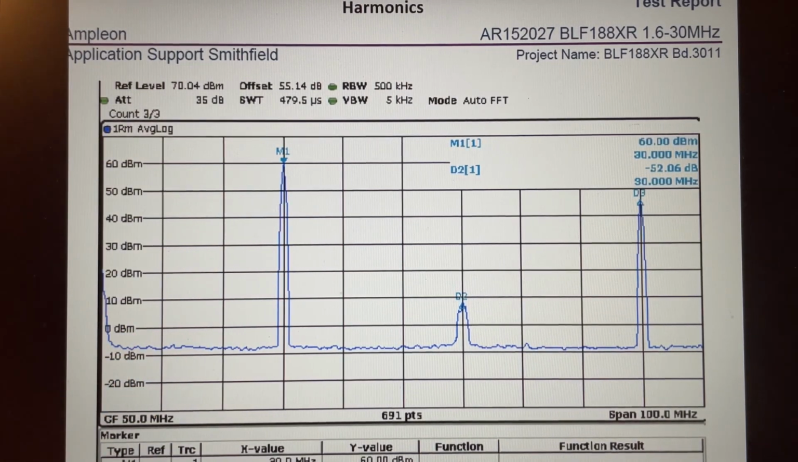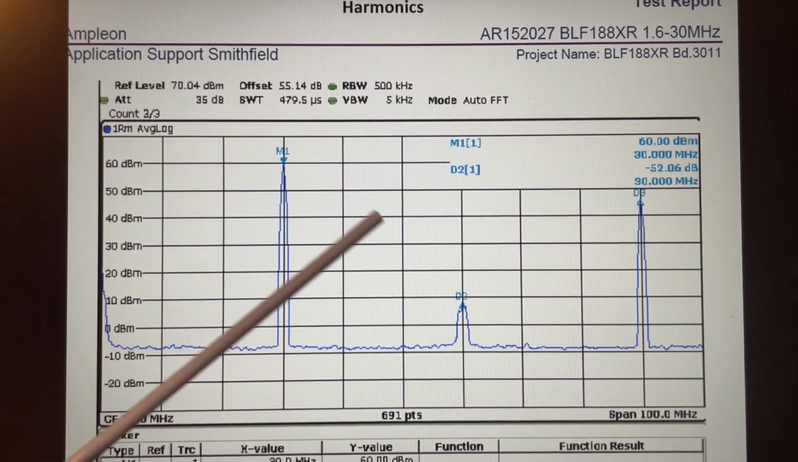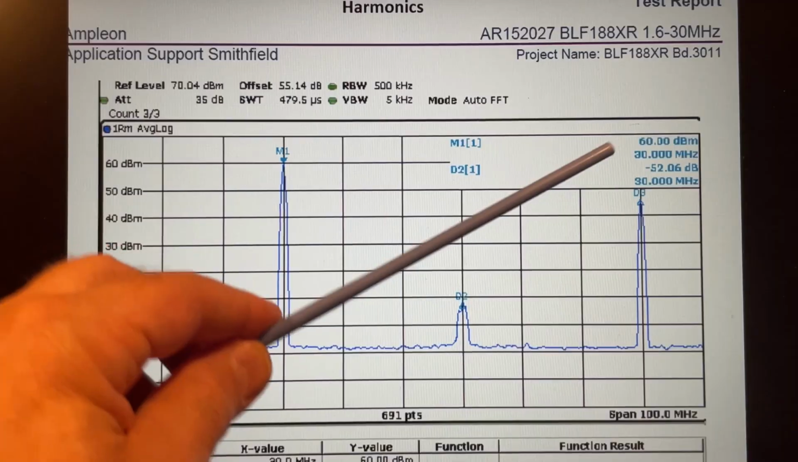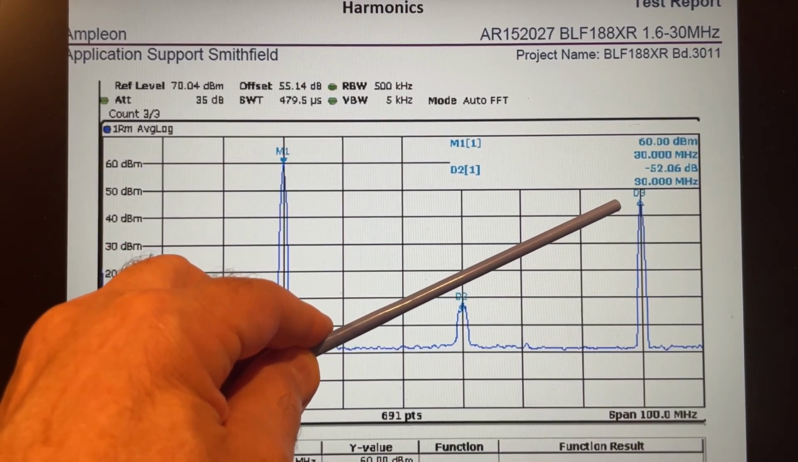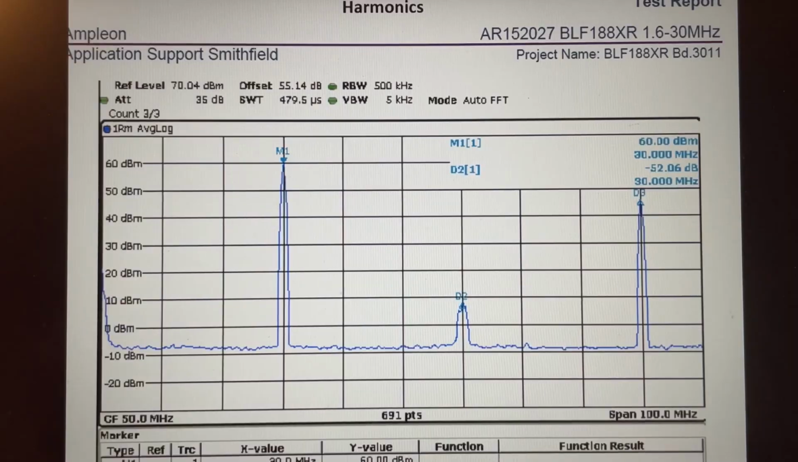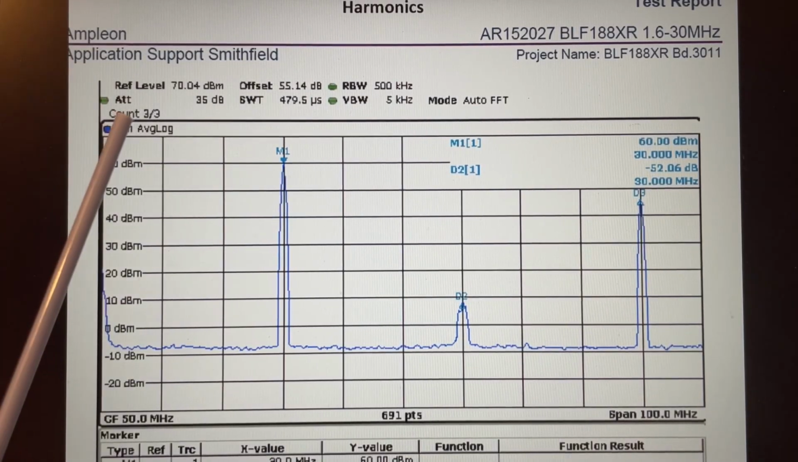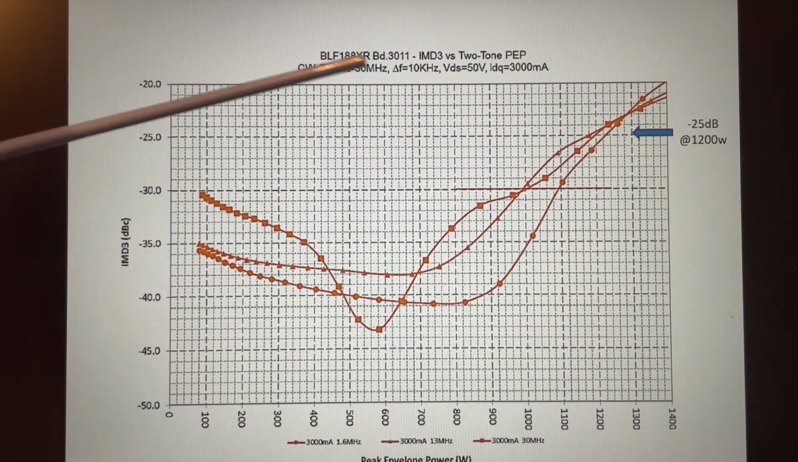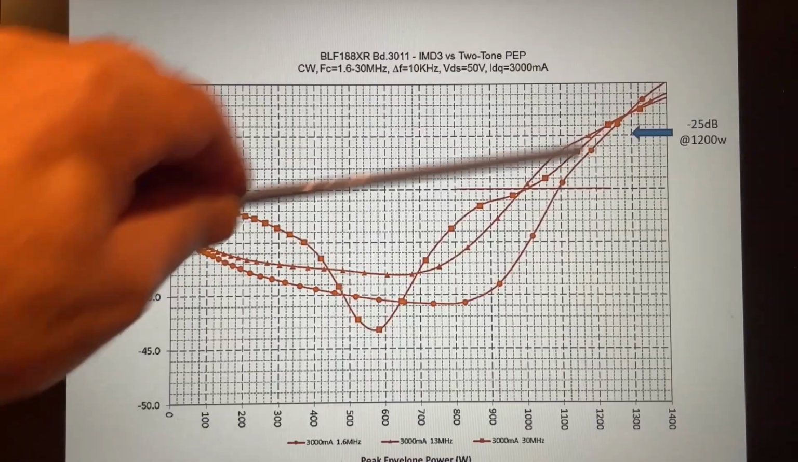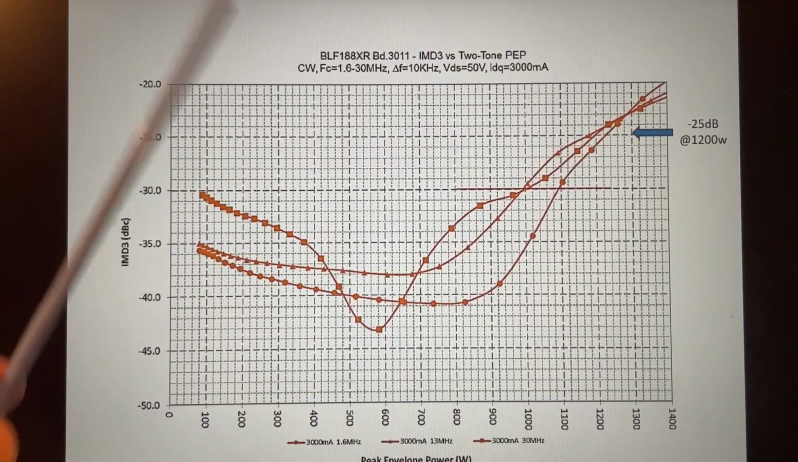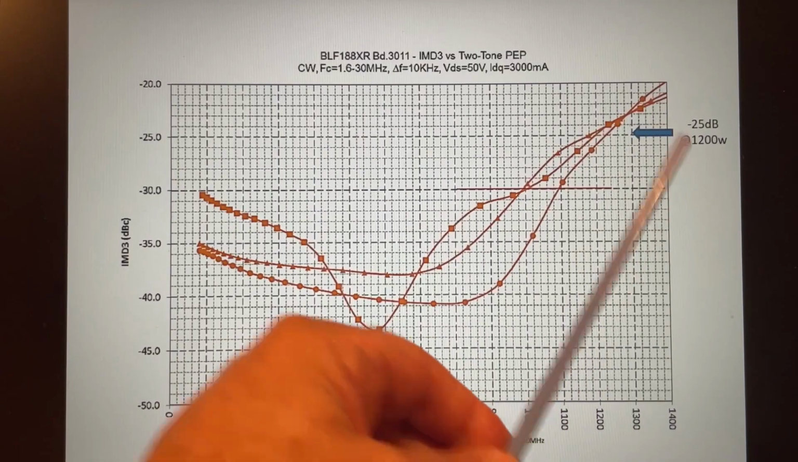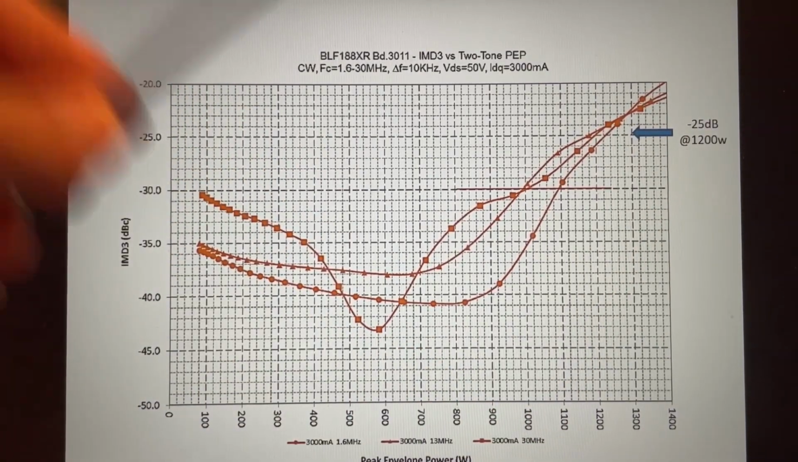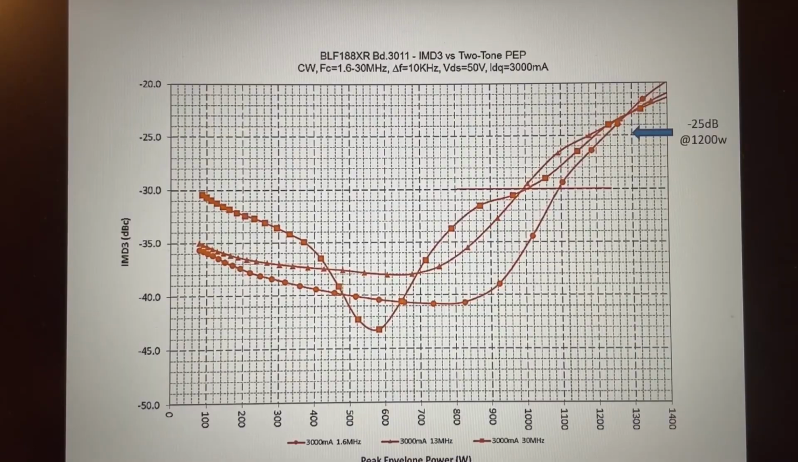I used the same power output so I could do a direct comparison. And you can see D3 here. This is about minus 14 dB. Mine was minus 15 dB, so I'm 1 dB better than Amplion's reference design. And here they just plotted the intermodulation distortion, the two-tone test, on a chart at various frequencies. But at 1,200 watts, it's also minus 25 dB. So same as my result. So benchmarking my board against the Amplion board, I think compared fairly well.